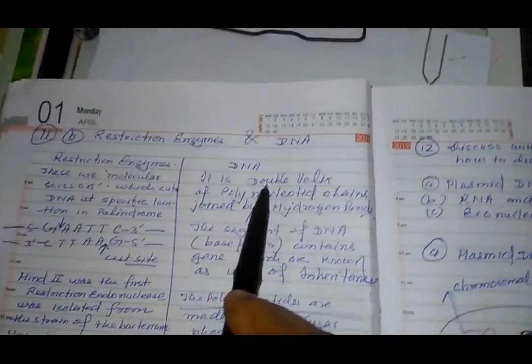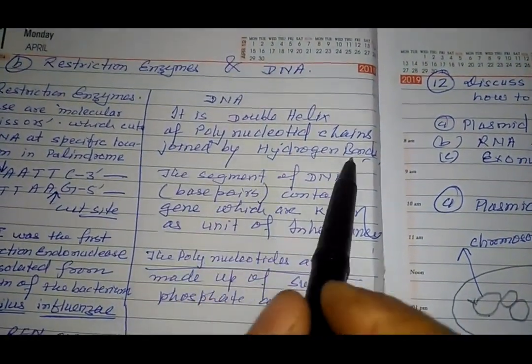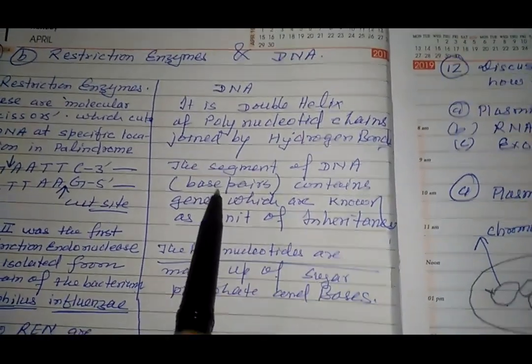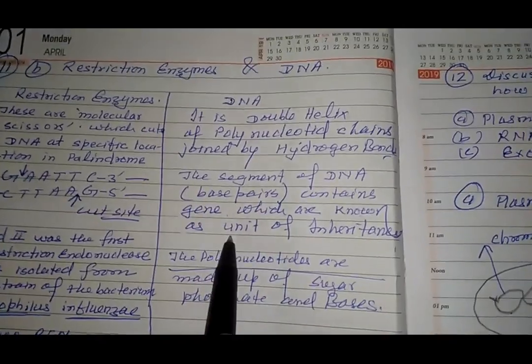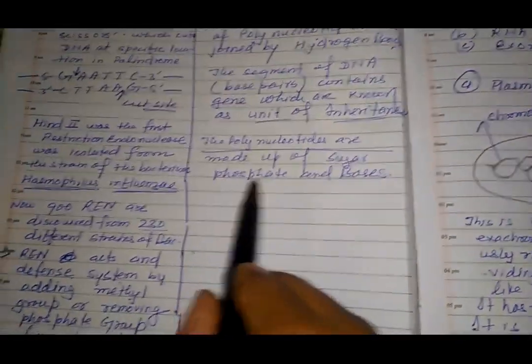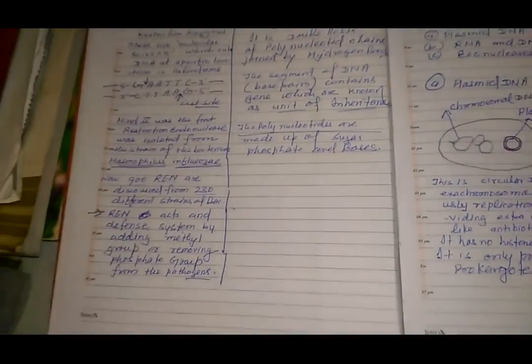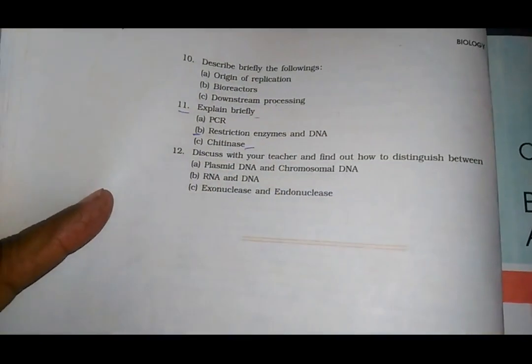While DNA is a double helix of polynucleotide chains joined by hydrogen bonds. A segment of DNA having base pairs contains a gene, which is known as the unit of inheritance. The polynucleotides are made up of sugar, phosphate and bases. So for detail on DNA structure you can see it. Next is chitinase, which I have already discussed.